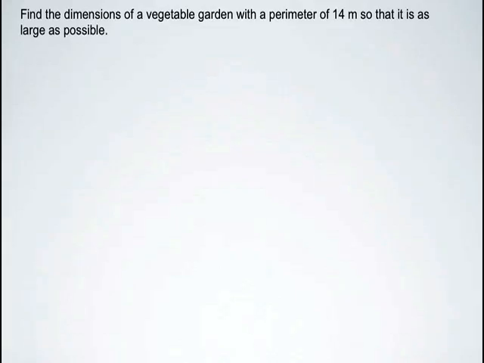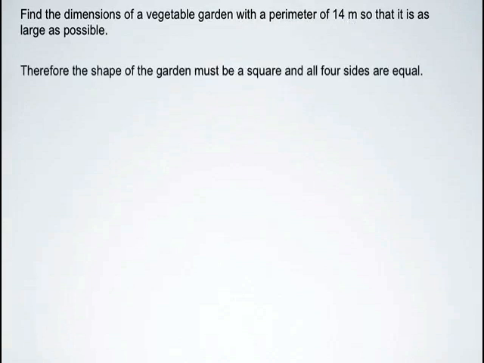In this example, we're going to find the dimensions of a vegetable garden that has a fixed perimeter of 14 meters so that the area is as large as possible. So since we know that we have a fixed perimeter and we're trying to find out the largest area, we know that the shape has to be a square and all four sides are going to be equal.